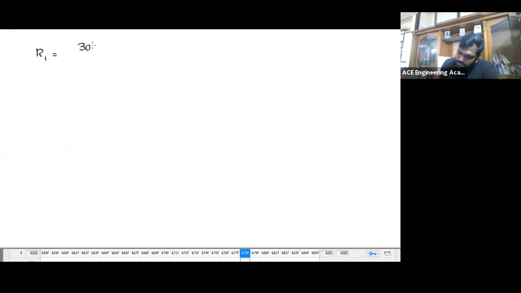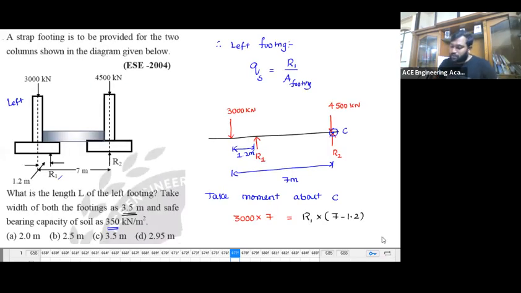R1 is 3000 into 7 by 7 minus 1.2. So the R1 value, the reaction, is 3000 into 7 by 7 minus 1.2, which is 3620.69 kilonewtons. Yes. Okay.